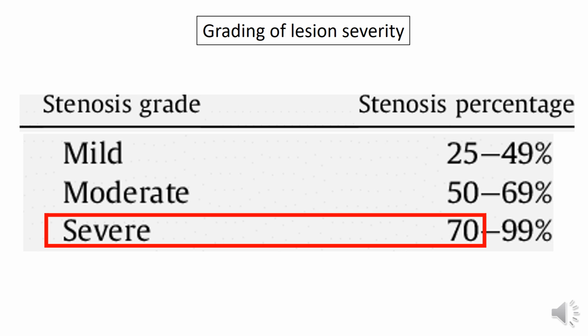For grading the lesion severity, a lesion between 25% and 49% is called mild, 50 to 69% is called moderate, and a lesion more than 70% is called severe, and more than 90% is called subtotal occlusion, and a 100% lesion is either acute, as in cases of myocardial infarction, or long-standing, which is called chronic total occlusion.